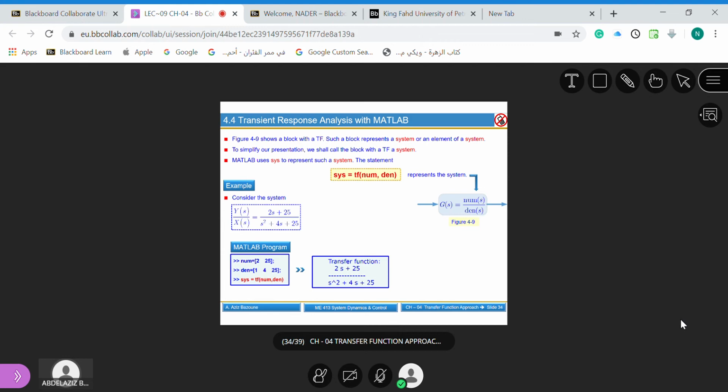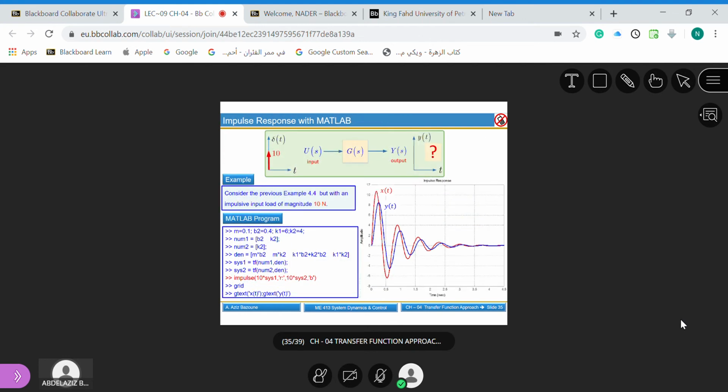So this is where we use the transfer function in MATLAB today. And then we use the numerator and denominator. Transfer function represents this. And this is the MATLAB program to calculate the transfer function, TF, with numerator and denominator. You have the numerator 2 and 25. The denominator is 1, 4, and 25. Your transfer function will be directly this one. You can use it also in finding the response. This is the response for a given step input: what will be the output for a given transfer function. We also define, if you remember, the mass, damper, K1, K2, numerator 1, numerator 2, and then the transfer function.